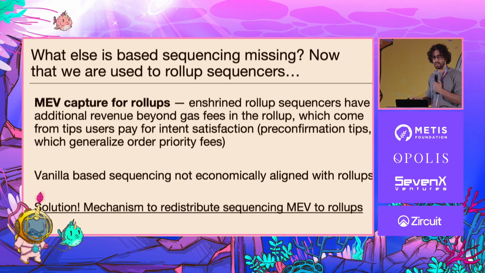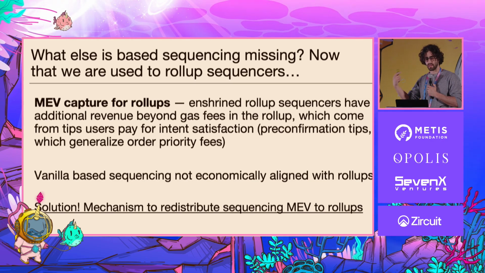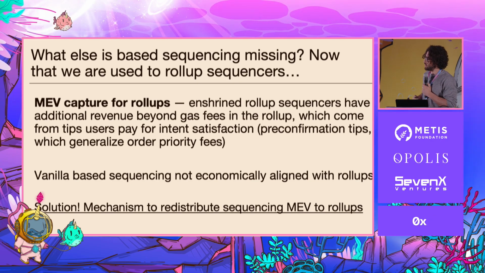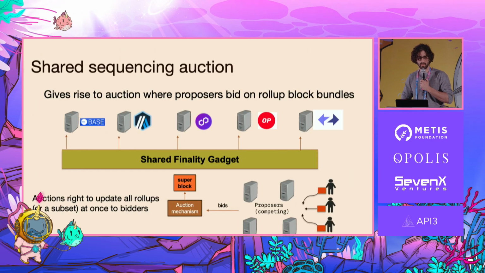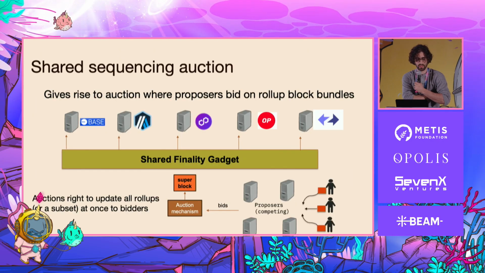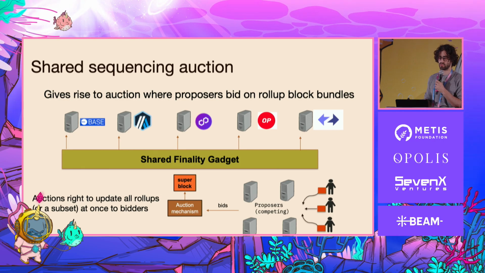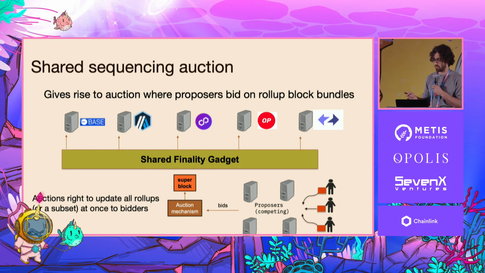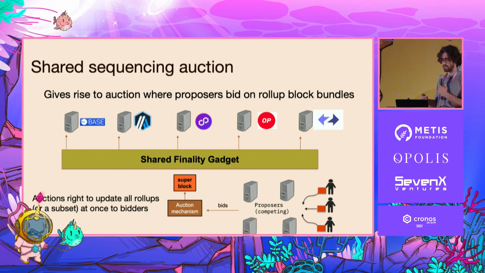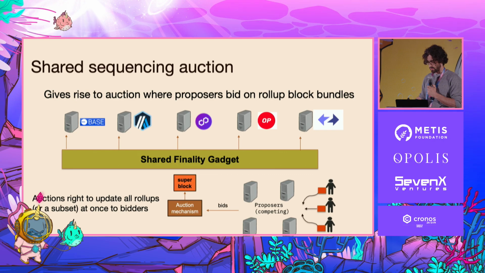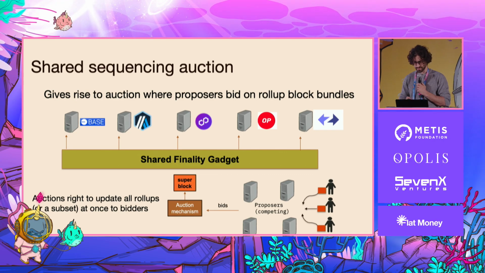And so a solution is to have a mechanism to redistribute sequencing MEV that flows to the Ethereum L1, or whatever is doing this shared sequencing, back to rollups. So we can view shared sequencing as an auction. It gives rise to this auction where proposers are bidding on rollup block bundles. We can auction off the right to update all rollups or a subset of rollups at once to bidders. Proposers are competing with each other and bidding on the right to produce this super block.